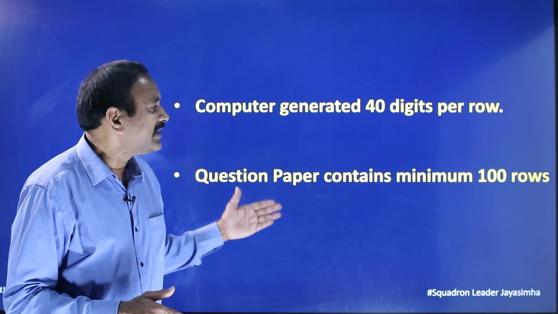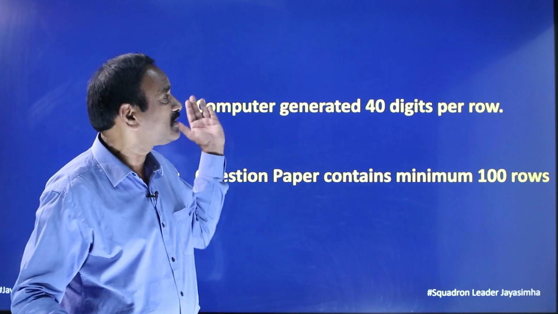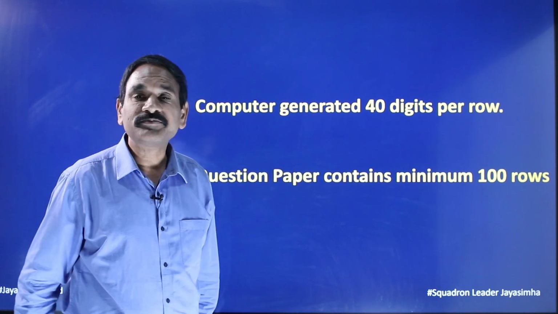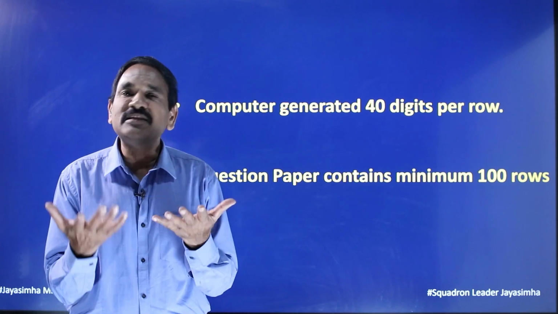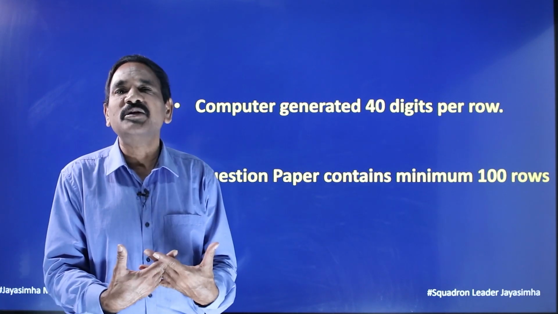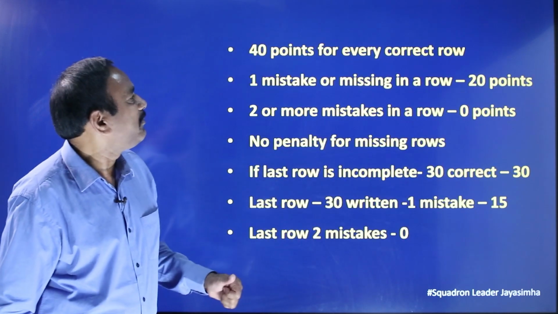The question paper contains a minimum of 100 rows. Understand? Not one row, not just 40, 100 into 40. That many numbers will be given to you. How many you want to remember is up to you. But then you need to check how much you can do. So how is the scoring pattern?